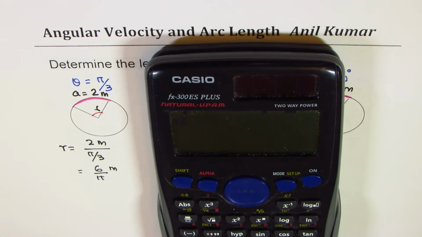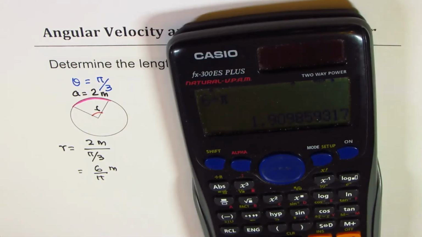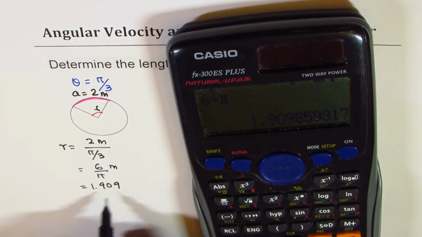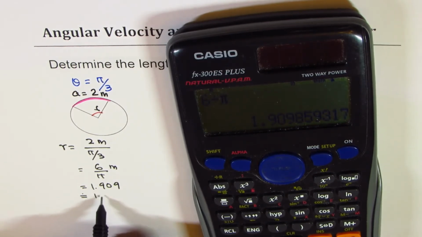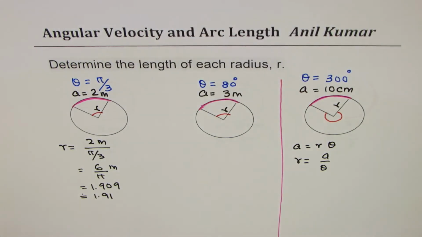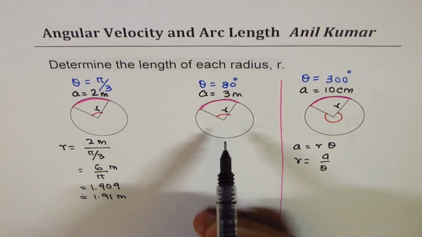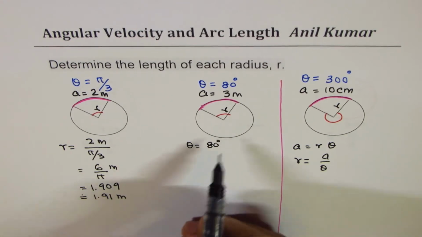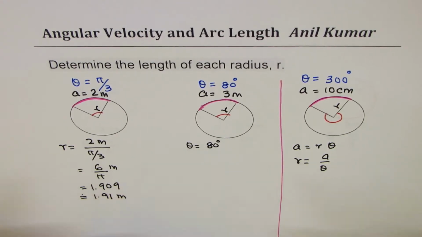Let me redo. 6 divided by pi is equal to 1.909, which I'm rounding to hundredths now, 1.91. Is it okay? So 1.91 and the units are meters. Now in this example, we are given theta in degrees, 80 degrees. We should convert that to radians.